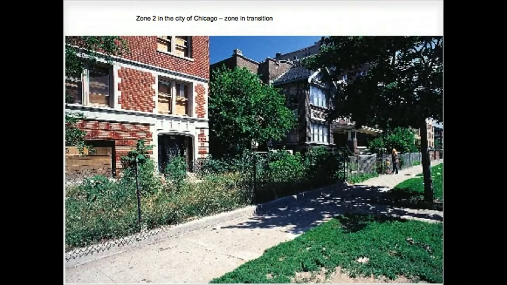So just a quick image. This is an image of that zone 2, or that transition, where you can see a little bit run down. You can see that some of this is probably multiple family homes, tenement housing. You can see some boarded windows and such.